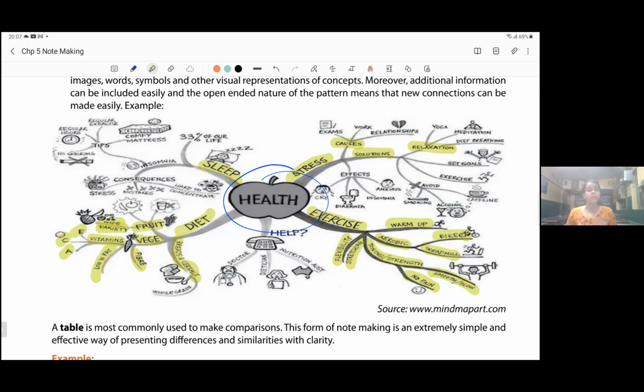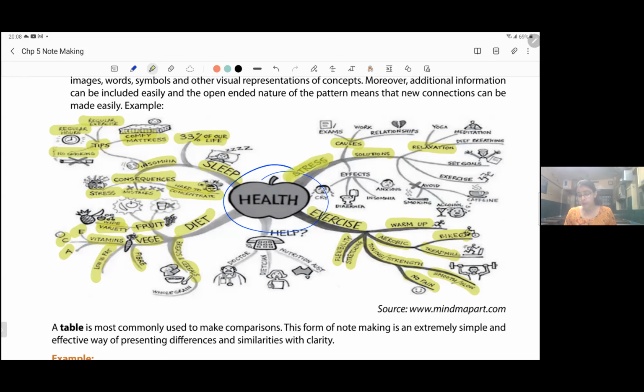Right? Daily routine मेरा क्या हो जाएगा? Shuffle हो जाएगा, बिगड़ जाएगा, it will be spoiled. See this, consequences, stress, mistakes, hard to concentrate, ये सारी चीज, insomnia. 33% of our life sleep में ही जाती है. Comfy mattress होना चाहिए. Tips they have given: regular exercise, regular hours, no smoking.